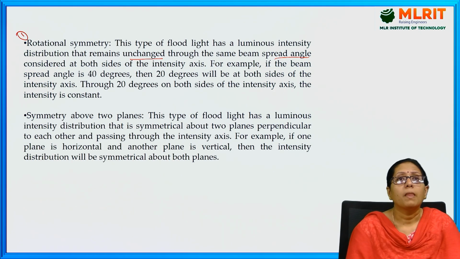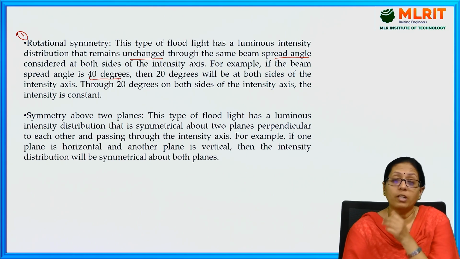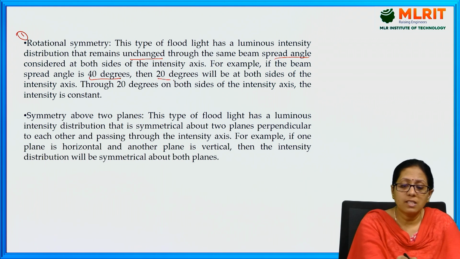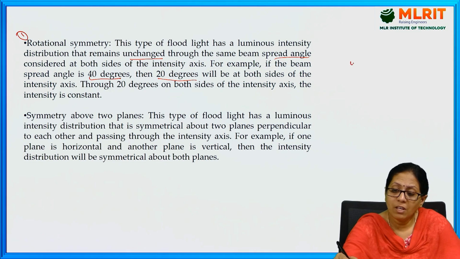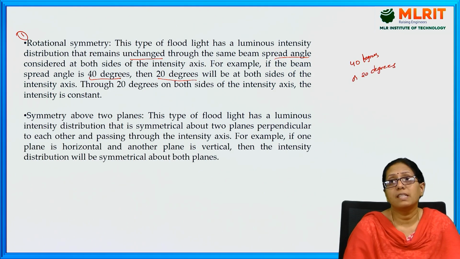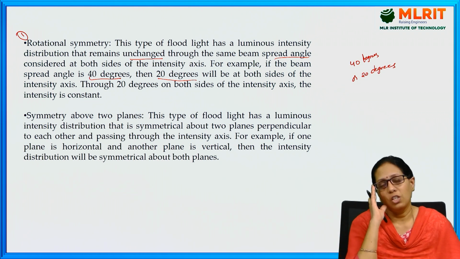For example, if the beam spread angle is 40 degrees, then 20 degrees will be at both the sides of the intensity axis. Through 20 degrees on both the sides of the intensity axis, the intensity is constant. Even if you consider 40 degrees or 20 degrees, the luminous intensity is the same. Even though the degrees change, the luminous intensity will not change.